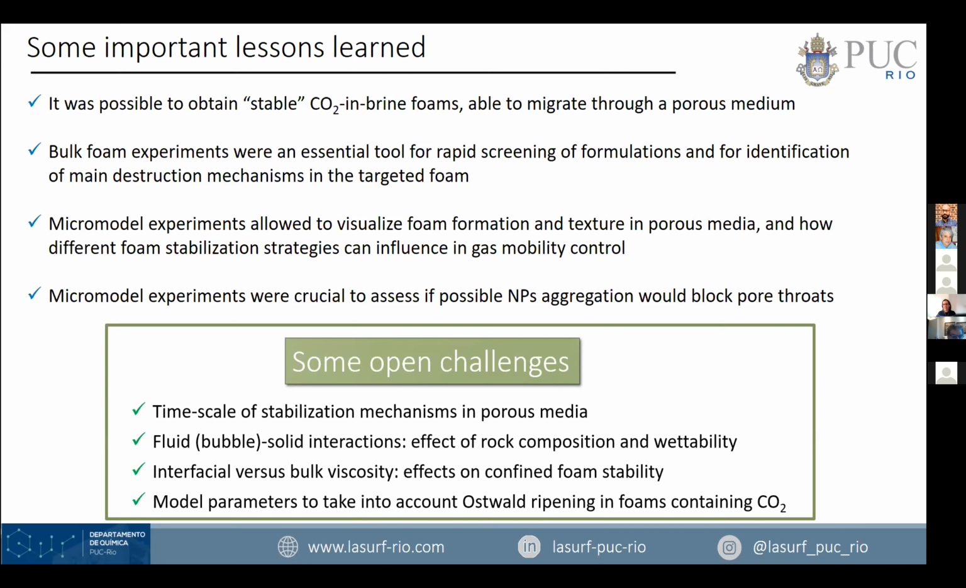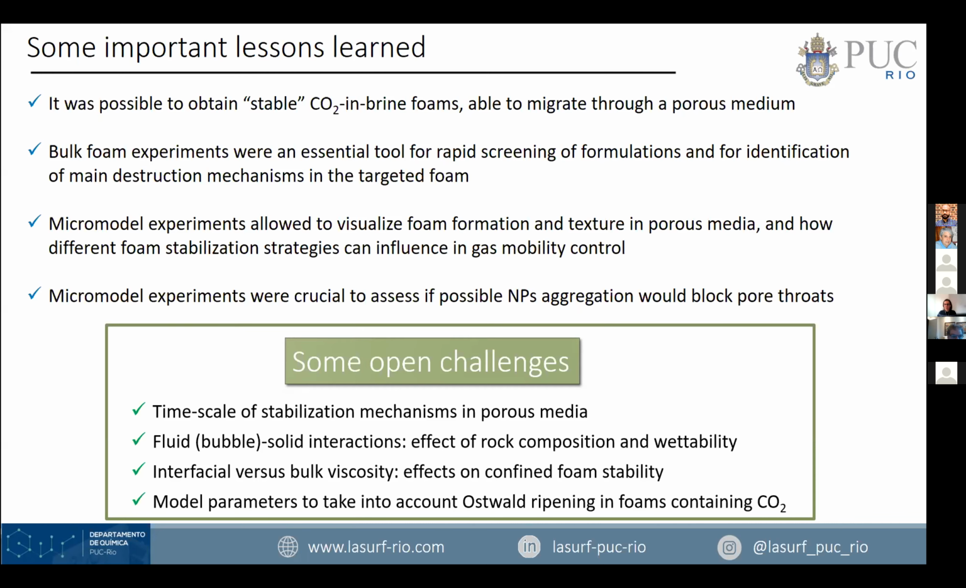Time-related experiments are very important. There is an important factor, which is the fluid-solid interactions. In this case, it will be bubble-solid interactions, and we need to look into the effect of rock composition and wettability, in the case of carbonates in particular, which are very reactive rock.